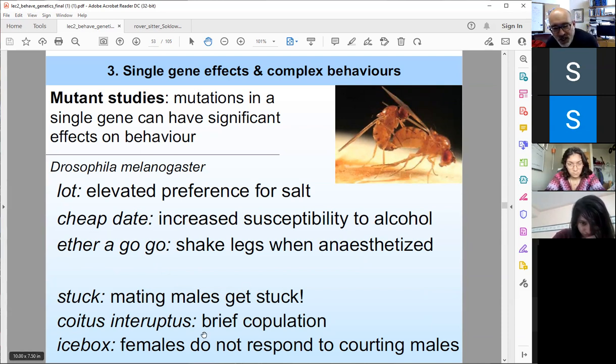There are a few others associated with reproduction. Stuck: a mutation at this particular gene or locus means that mating males can get stuck while they're mating. Coitus interruptus: a mutation of this gene is related to brief copulation. And Icebox: females not responding to courting males. This is a gene regulating female response to courting males, and if there's a mutation at this gene, then females do not respond in the normal way.